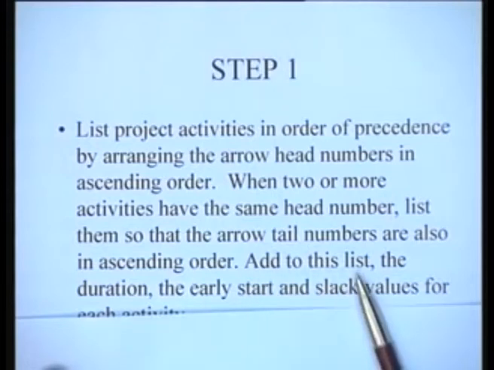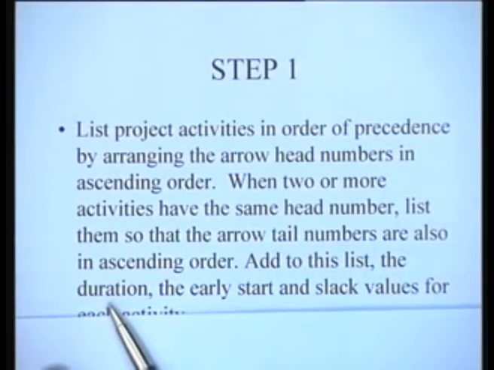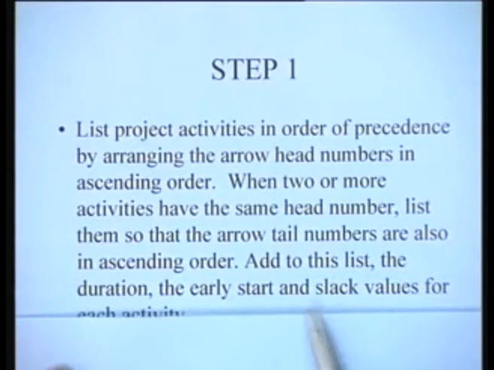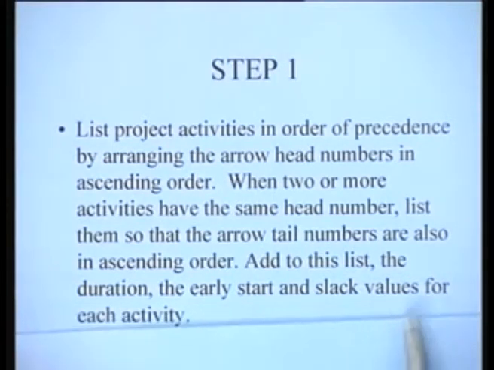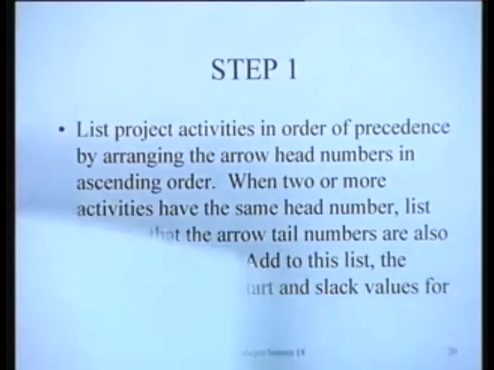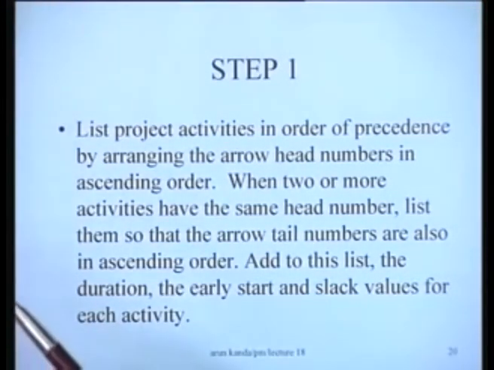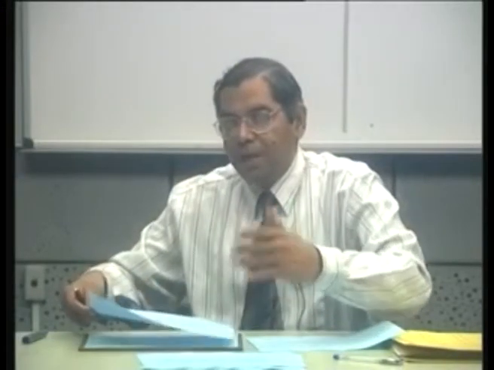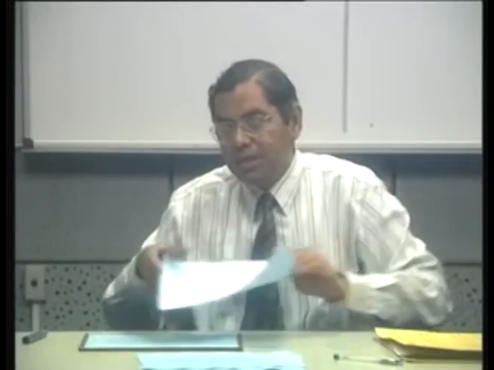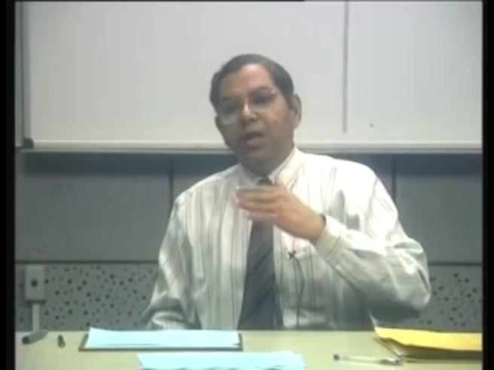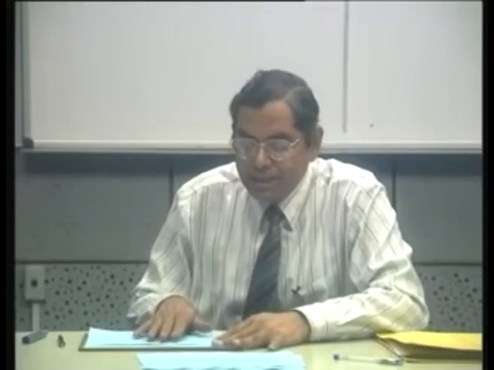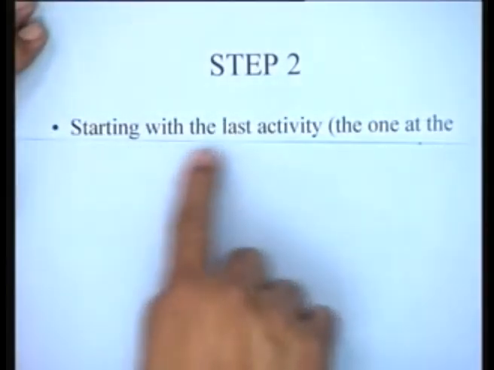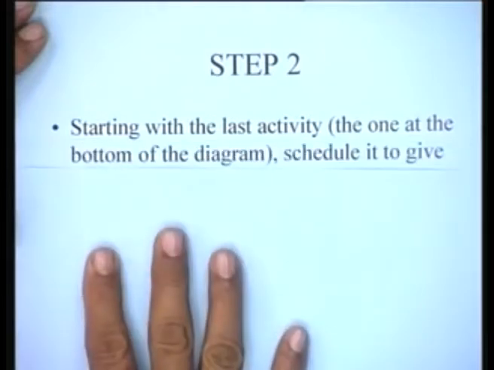So then you add to this list the following information: the duration of the job, the early start, and the slack values. What is the total float for each activity? That's the information that you would require. What is then done is, you have a list of the activities in the order of precedence. In this list, you start from the bottom. So what it says is, look up the last job first, starting with the last activity, the one at the bottom of the diagram.